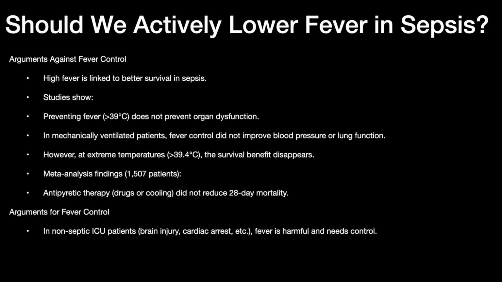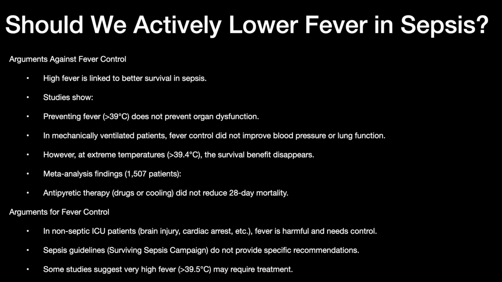Arguments for fever control: in non-septic patients, fever is harmful and needs control. Sepsis guidelines do not provide specific recommendations, and some studies suggest very high fever may still require treatment.